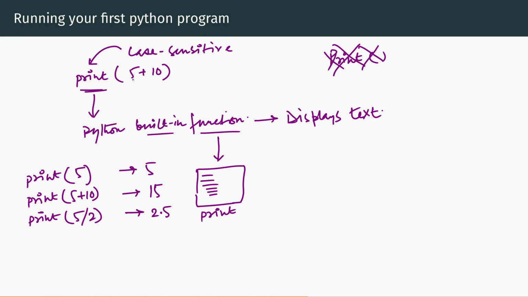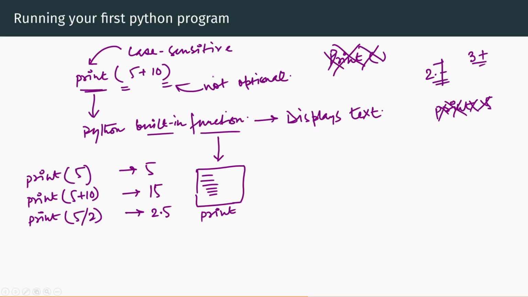Secondly, the parentheses are not optional. I stress this because you might have seen Python programs before. In Python 2.7, you could say print 5, for example, and that was okay. But ever since Python 3 plus, that is not okay. This is incorrect, okay? So just to stress, the parentheses are not optional.